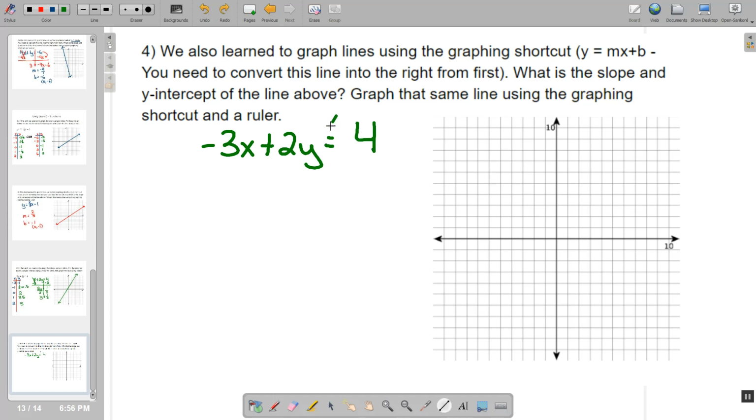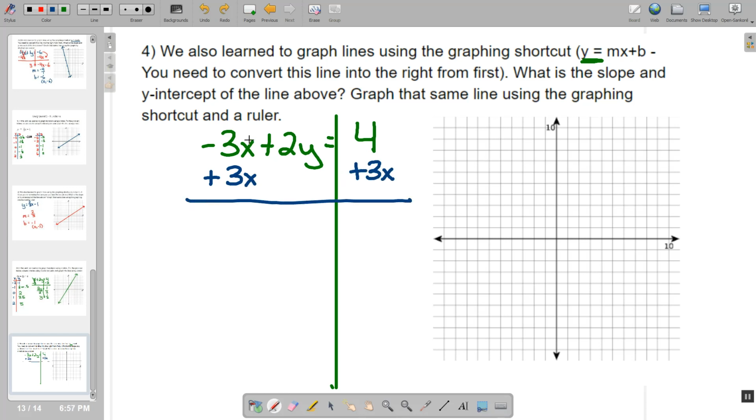And now I have to get y by itself because we're looking for y equals. And we currently have negative 3x plus 2y equals. So the x is on the same side as the y. So I'm going to do the opposite of negative 3x. And I'm going to add 3x to both sides. So that gives me 2y equals.